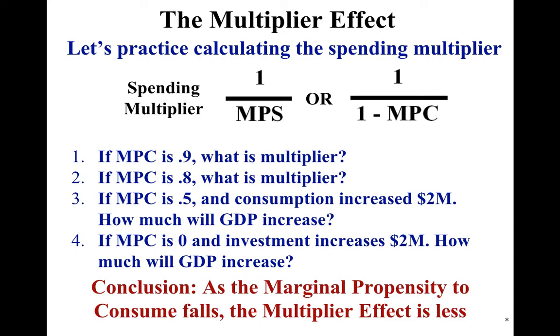Number 2, 1 over 0.2 because it's 1 minus 0.8, right? So 1 over 0.2, multiplier is 5.